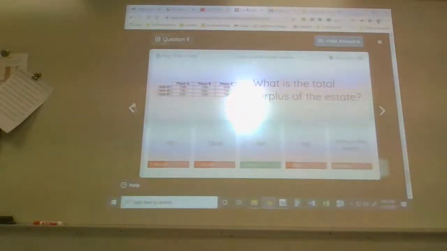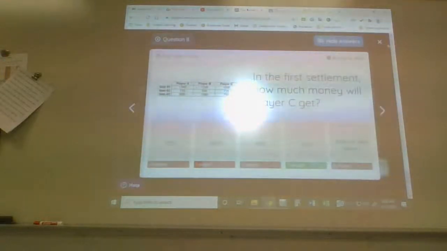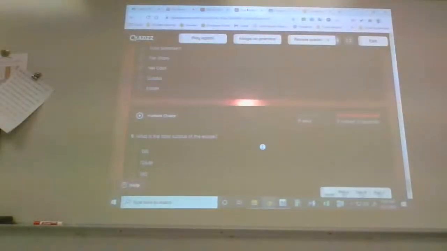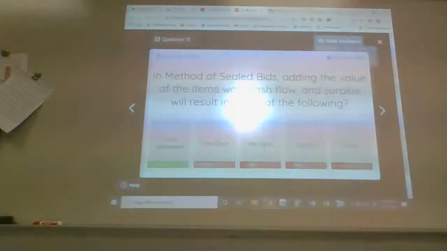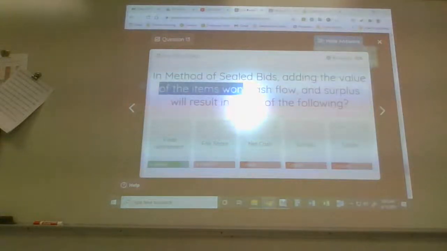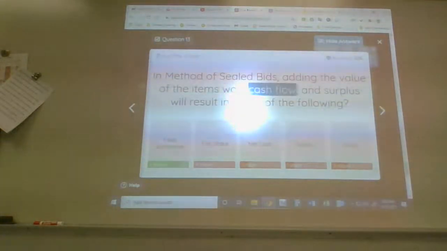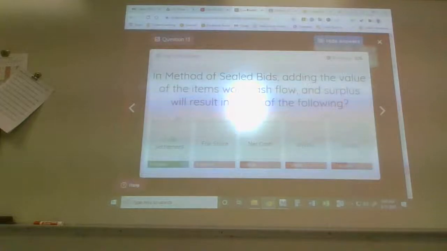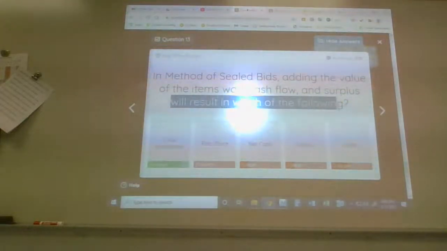Let's see what else we got here. No, that one was accurate. Here we go. Go to this one. In the method of sealed bids, adding the value of the items won, cash flow, we haven't talked about cash flow per se, and the surplus will result in which of the following?